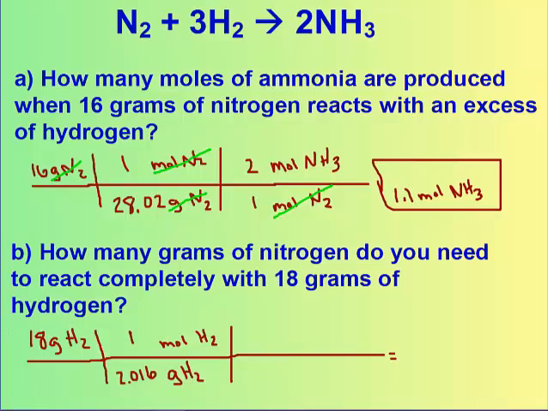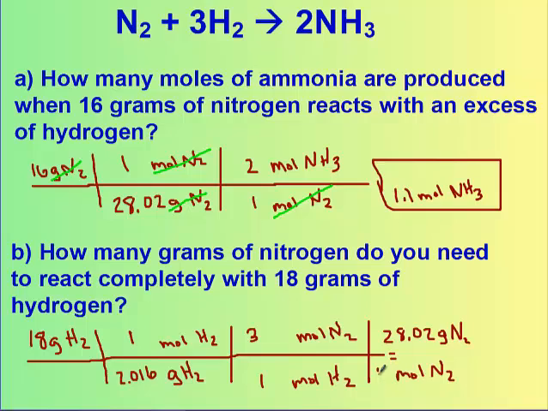I have moles hydrogen, which means I need moles hydrogen on bottom. And I'm converting to moles of nitrogen. According to my balanced equation, 3 moles hydrogen for every 1 mole of nitrogen. But in this problem it says how many grams of nitrogen. So I'm not done. I have moles nitrogen, and I want grams of nitrogen. And again, that's 1 mole for 28.02 grams.